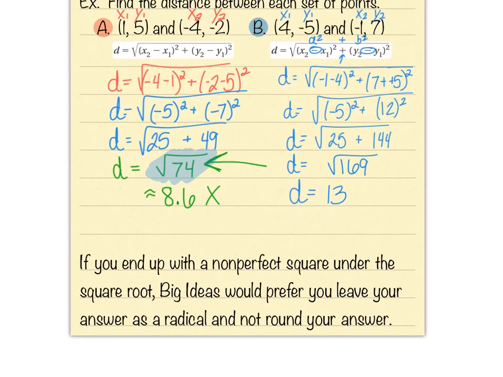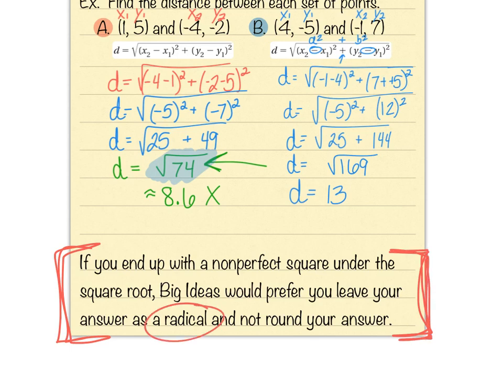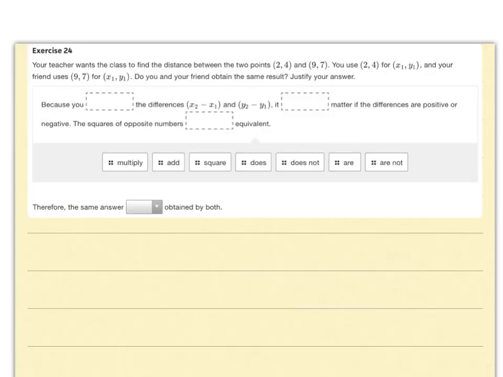So I made this note here in case you didn't hear me the first time. Please note this. If you end up with a non-perfect square under your square root symbol, Big Ideas would prefer you leave your answer as a radical, which means just leave it as square root 74, and not round your answer. So don't email me about that tomorrow. Make sure you pay attention to this video and to the note that I left on your homework. So you have, I think, 9 homework problems. That's not too terrible. They're all very similar to what we just did in those last 2 examples, but I wanted to give you some help with number 24.